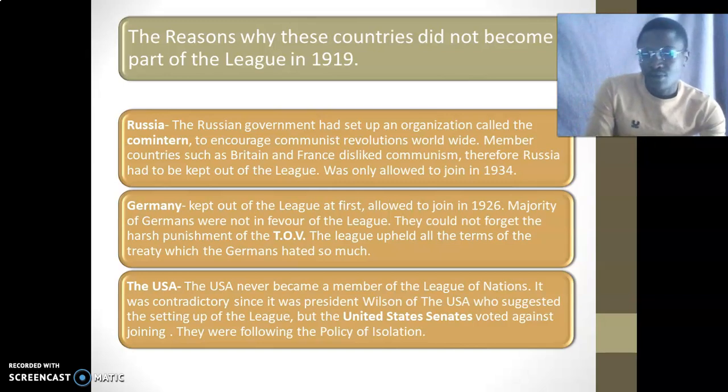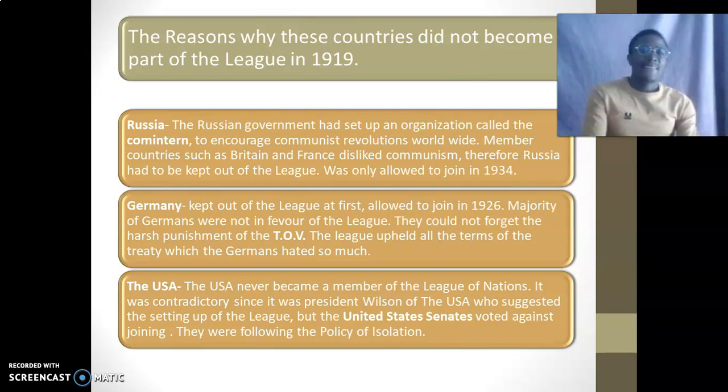So they are saying that the majority of Germans were not in favor of the League. They could not forget the harsh punishment of the Treaty of Versailles. The League upheld all the terms of the treaty, which the Germans hated so much. The League's constitution was actually just the Treaty of Versailles. That's why Germany did not really want to be part of it.